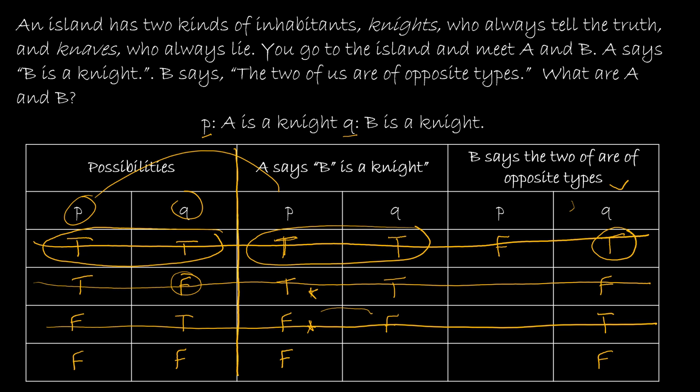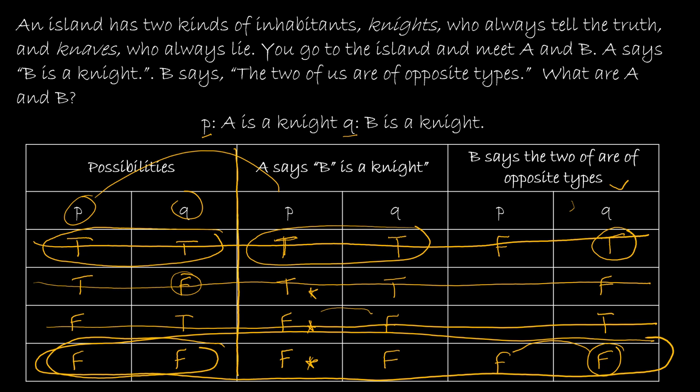We already know that this is the answer because we just did this question, but let's go ahead and check it. A says B is a knight, but A is a knave, and so he's telling a lie. Therefore, it must be that Q is false. Let's try this one. We have B says the two are of opposite types, but he's a knave and therefore lying, and so this must also be false. So notice this is the one that matches up. So just as we did it before without a truth table, we came to the same conclusion. This is just a way for us to come up with the same solution using a truth table.